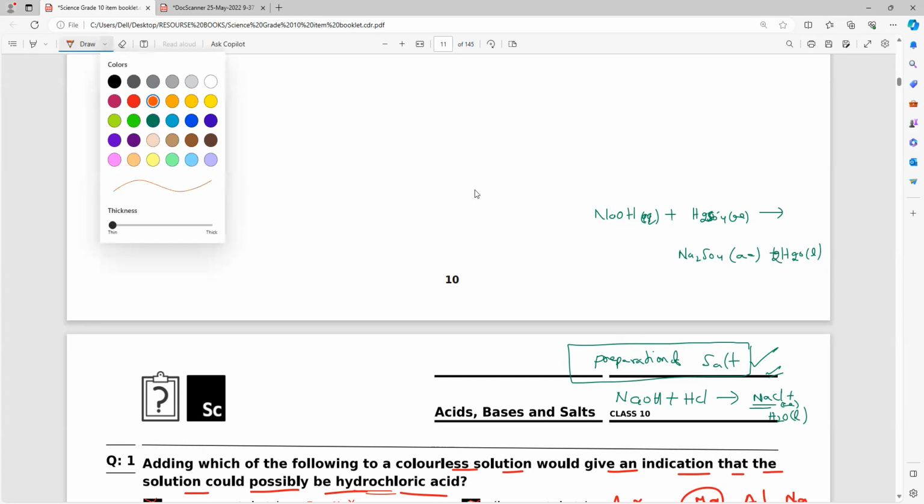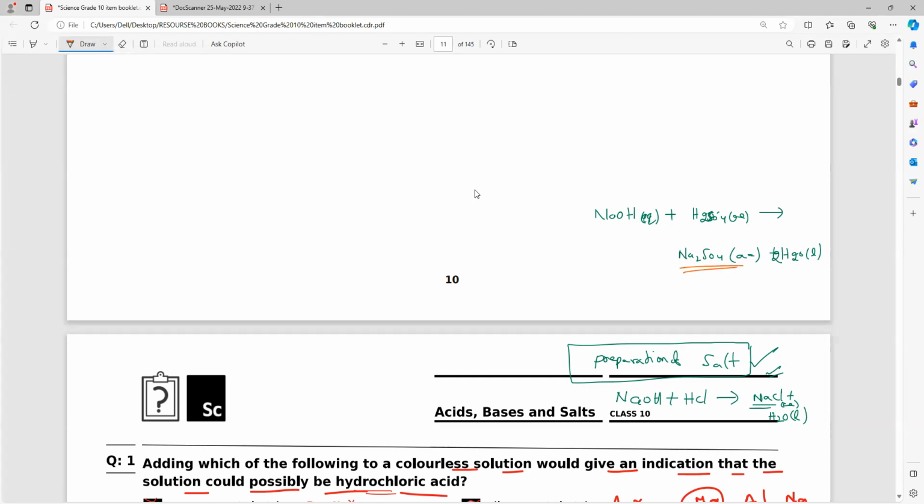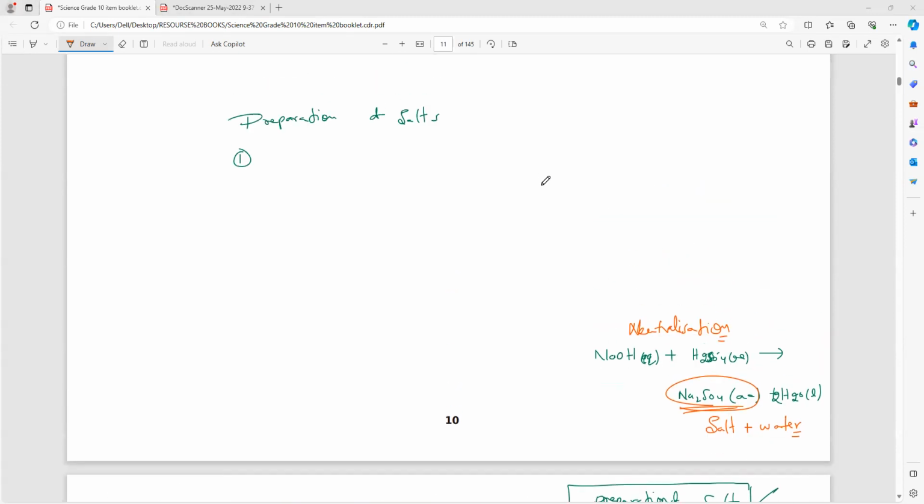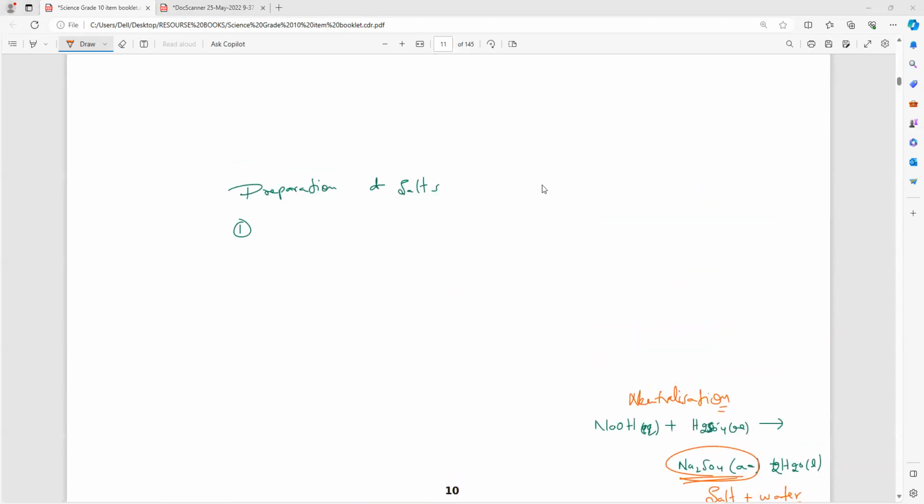Of course, every neutralization reaction will compulsorily give what? We will get salt plus water. That is what we call a neutralization reaction. Neutralization reaction means acid must react with the base to form the respective salt plus water. So now, the other methods of preparation of salts.